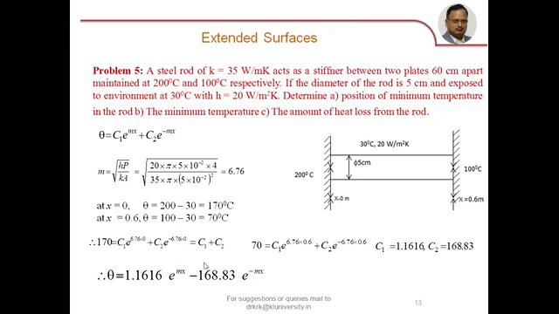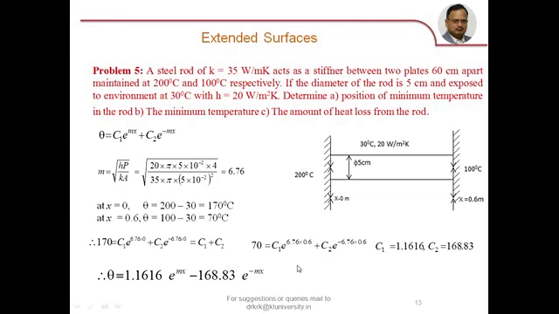Hence, the governing equation for temperature variation in a fin which is fitted between two plates is, in this case, theta equal to 1.1616 e^(mx) plus 168.83 e^(−mx). m is constant, which is 6.76 as found earlier, and so this theta is the temperature difference at any point on this material between the surface and surroundings. So by knowing x, you can determine theta.